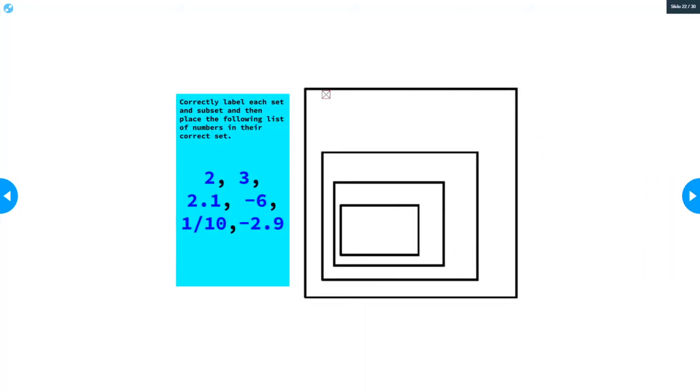All right, so go ahead and we're going to correctly label each set and subset and then place those into our model that we just drew. So I want you to put the 2, 3, 2.1, -6, 1/10, -2.9. Put them in the model that you drew in your notebook to see where they go. So use your information, use your vocabulary to correctly place those in the model.